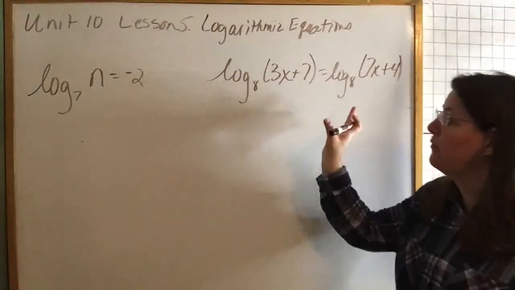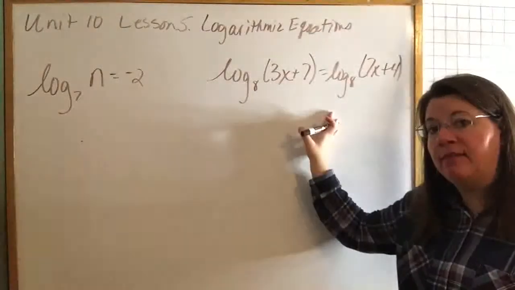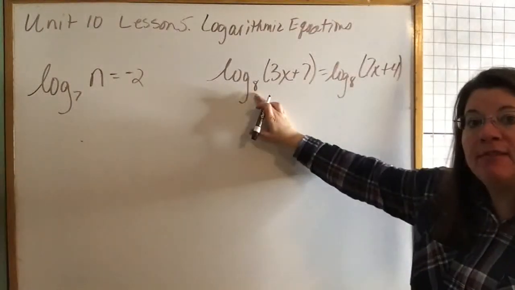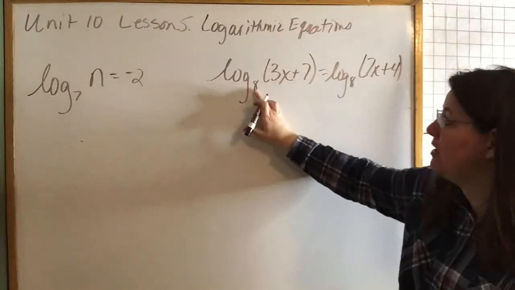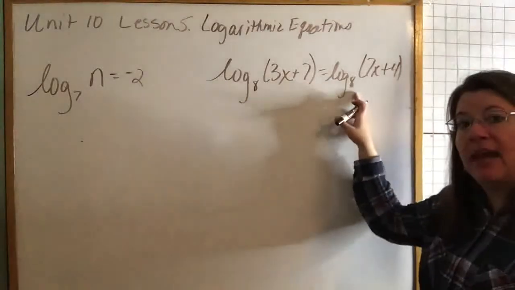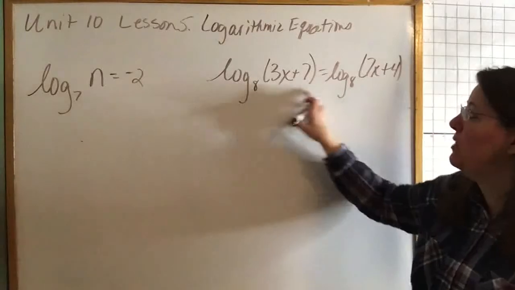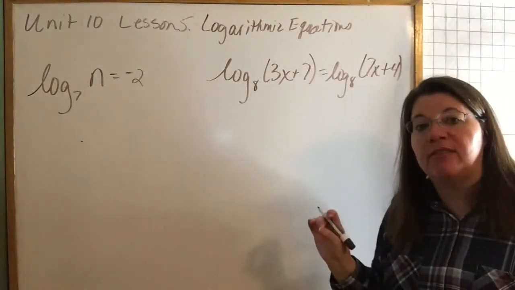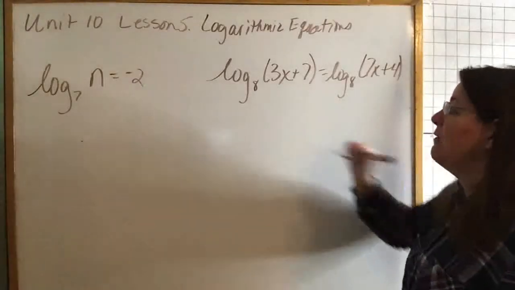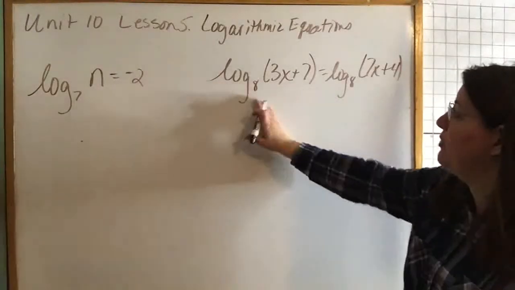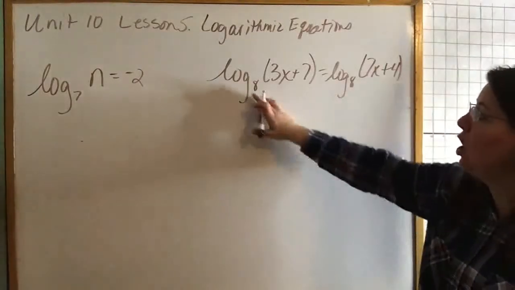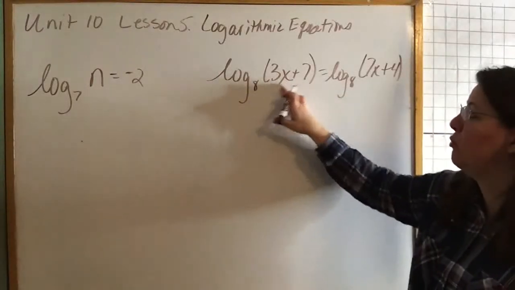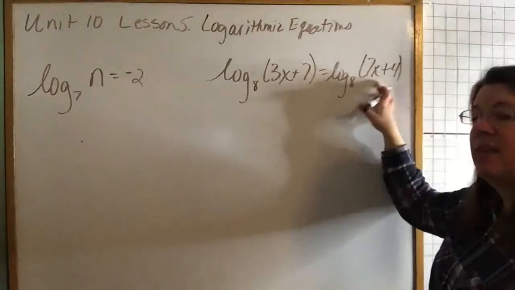When you have logs on both sides, in order for them to work, your log and your base have to be the same. So you would have to have a log base 8 on this side with a log base 8 on this side. If this was log base 2 and this was log base 10, you couldn't do it. The base logs have to be the same. So if your logs are on both sides of the equation, then the log base 8 will cancel on both sides and we'll just be left with 3x plus 7 equals 7x plus 4.